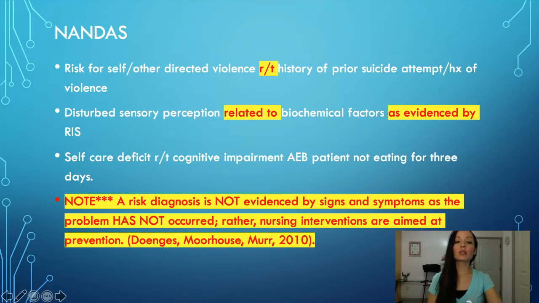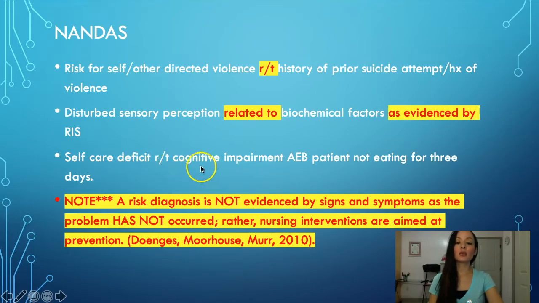NANDAs in regards to schizophrenia: risk for self or risk for other directed violence related to history of prior suicide attempt or history of violence. Disturbed sensory perception. Remember that schizophrenia has to do with your 5 senses. So disturbed sensory perception related to biochemical factors as evidenced by responding to internal stimuli. So if they're sitting there and they're laughing to themselves, talking to themselves, that's responding to internal stimuli.